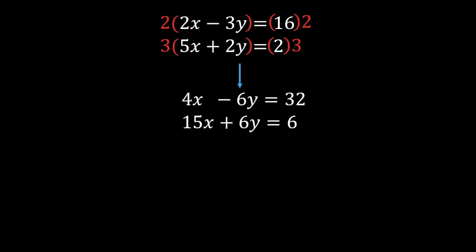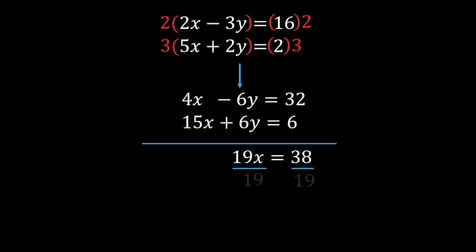This is obtained by doing distributive property, that is, multiplying 2 to each term in the first equation and 3 to each term in the second equation. Now, we see that we can eliminate y. Adding both equations, we get 19x equals 38. Dividing both sides by 19, we get x equals 2.